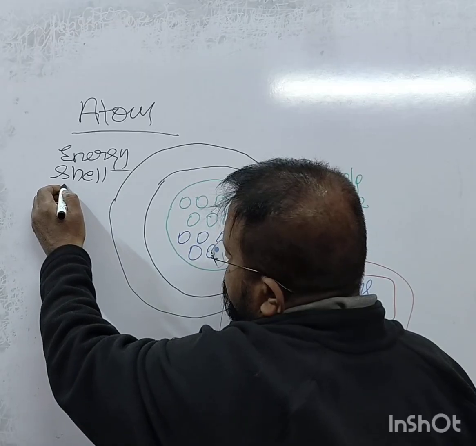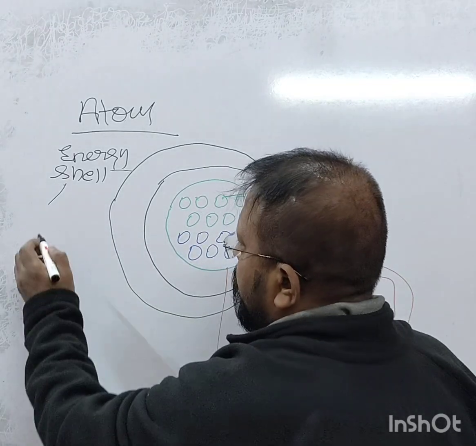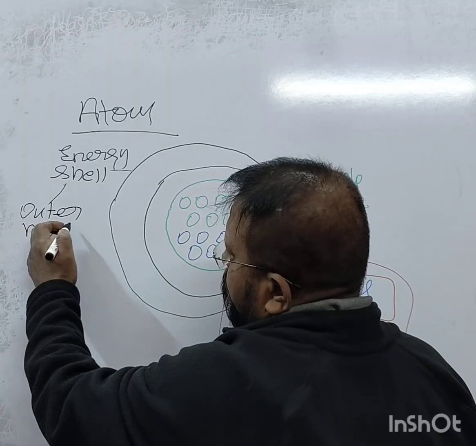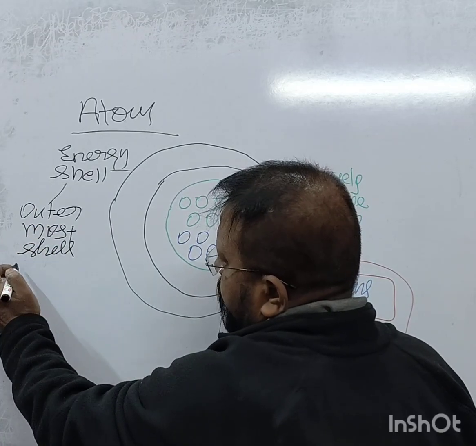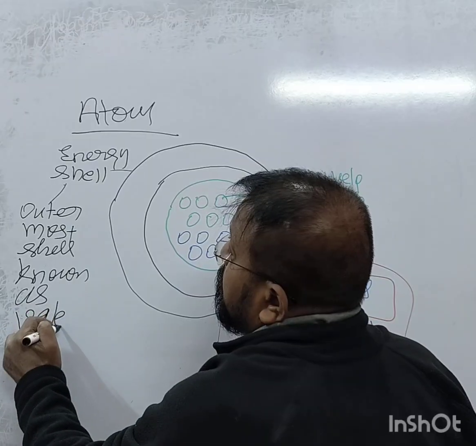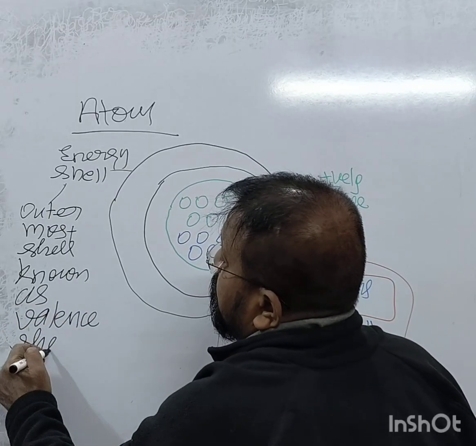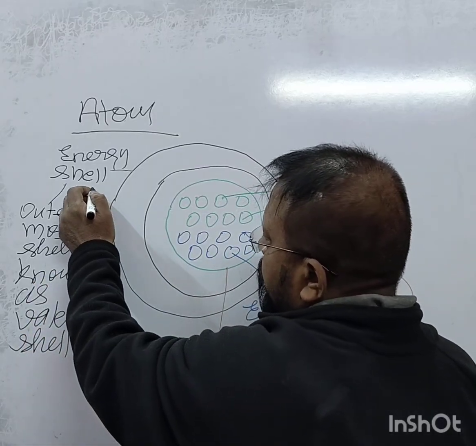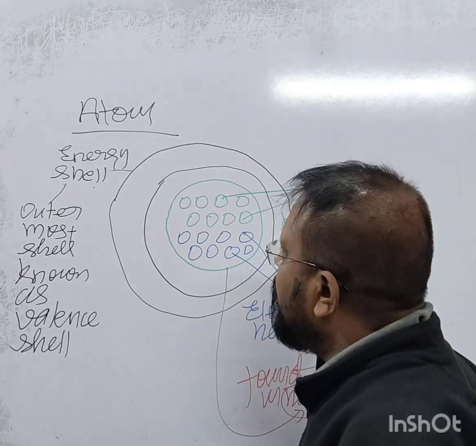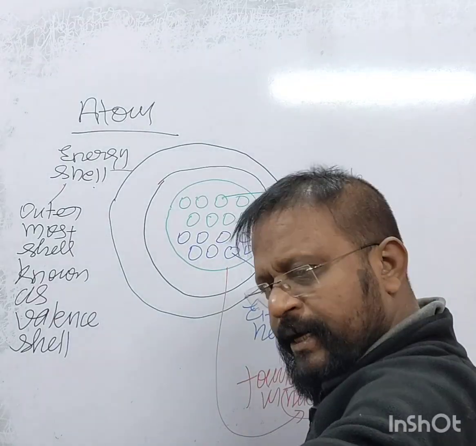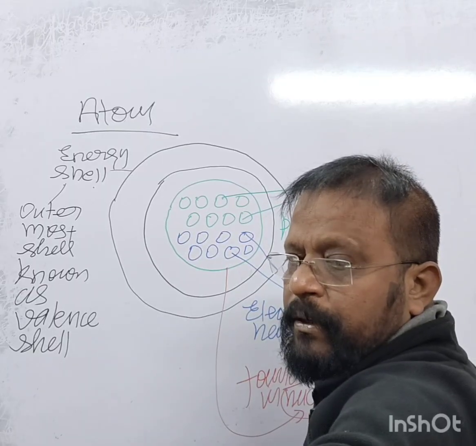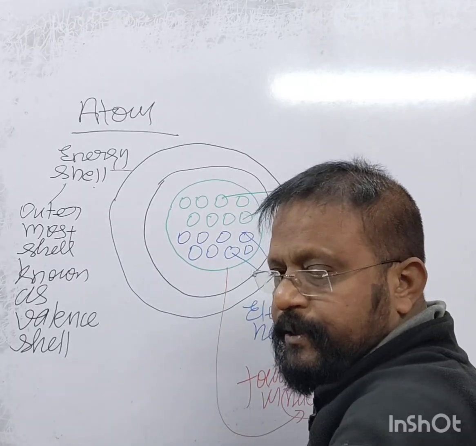There is one known as the outermost shell, the valence shell. The outermost shell is known as the valence shell, right? And the innermost shells are known as, what was written there? I forget. It is written in the first para. Okay, this side. There was written, na?